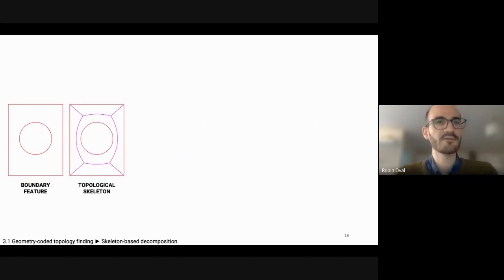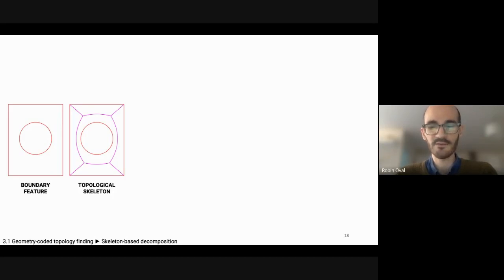So you can see here we see it from the top view, but it's a curved shape that's been mapped to the plan. So from the surface in red, you get this topological skeleton in pink.